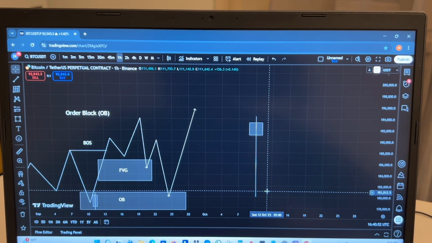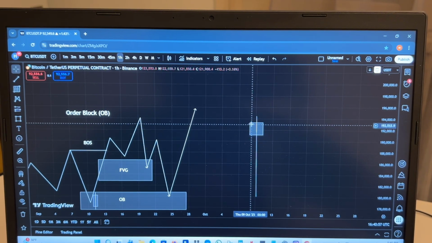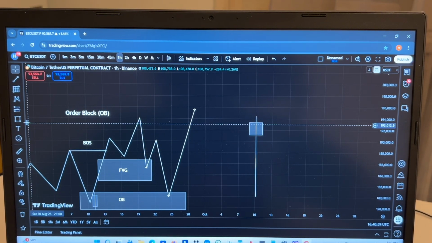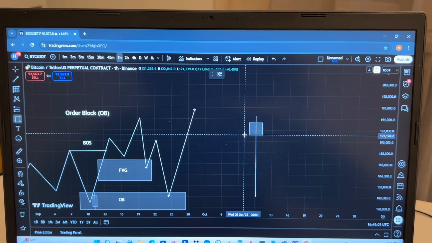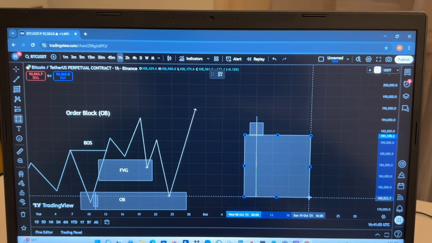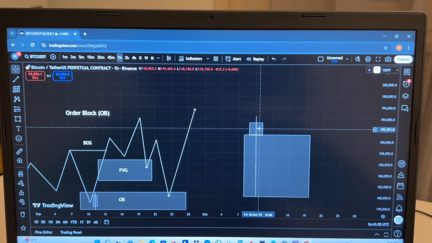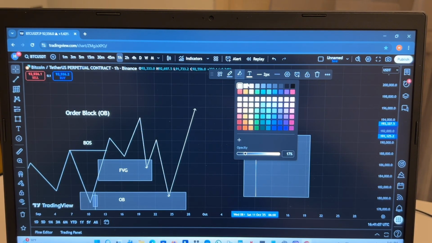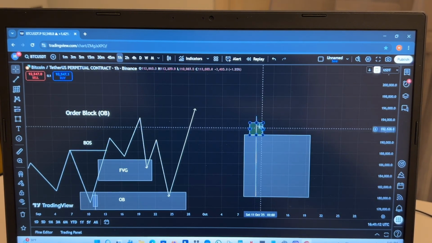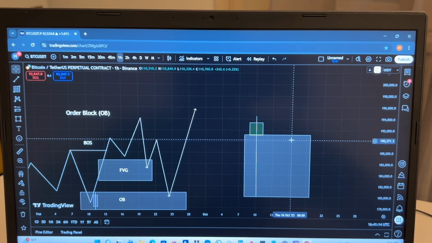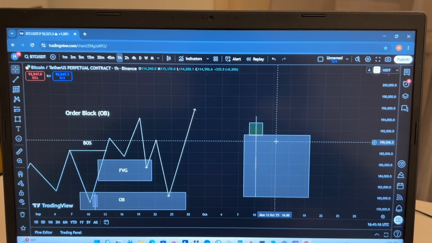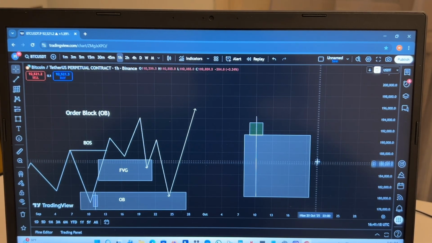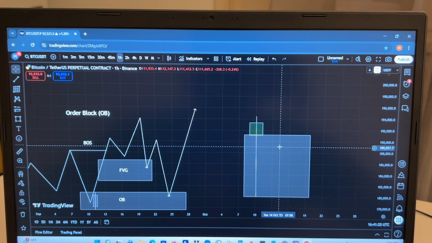So what we are going to do is neglect this small candle body, and we are going to go for the candle wick. Let's say it's a green candle. We are going to go for the candle wick, only the wick part. So this part is going to be an order block.